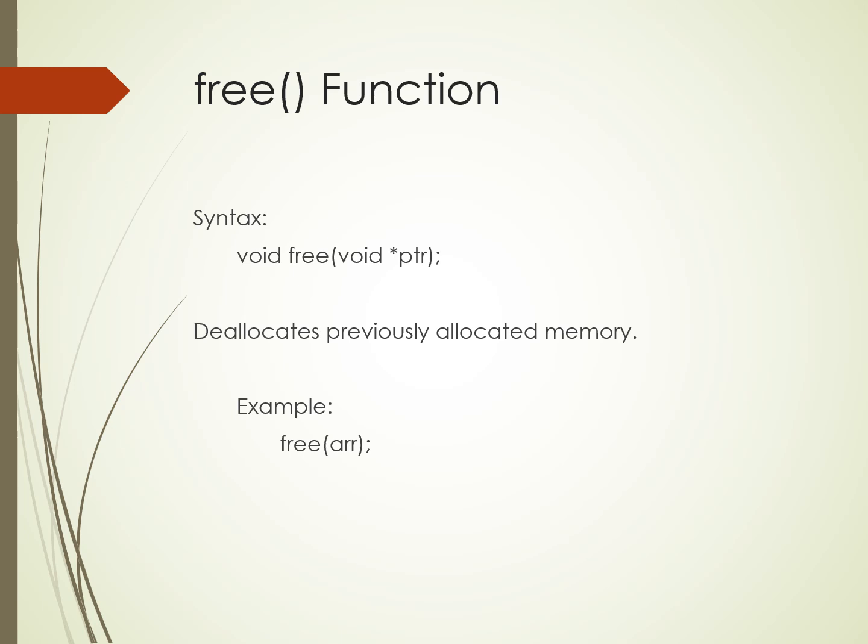Lastly, we have the free function. This is a function that is used to deallocate memory that was previously allocated using malloc, calloc, or realloc functions. So we have used the free function in all of our examples. The syntax is void free, the pointer, whichever pointer we want to deallocate the memory of. It is essential to free dynamically allocated memory to avoid memory leaks. Here is how we used the free function in the previous examples: free, inside brackets, the pointer.